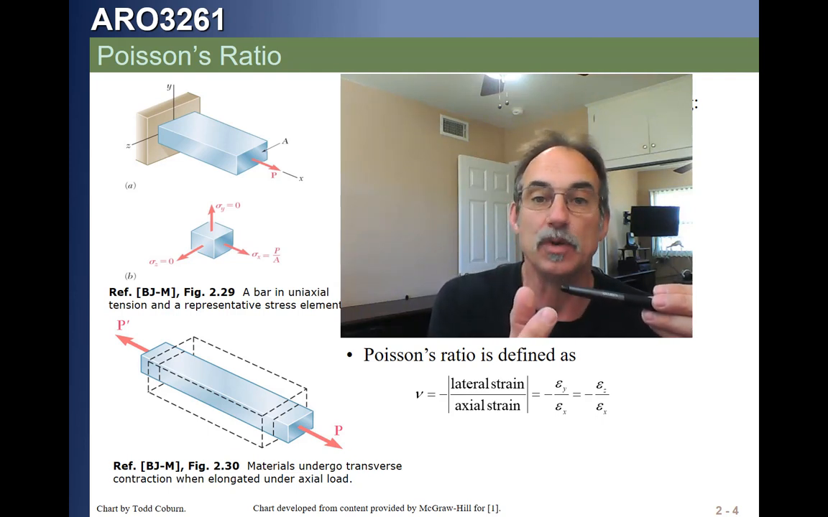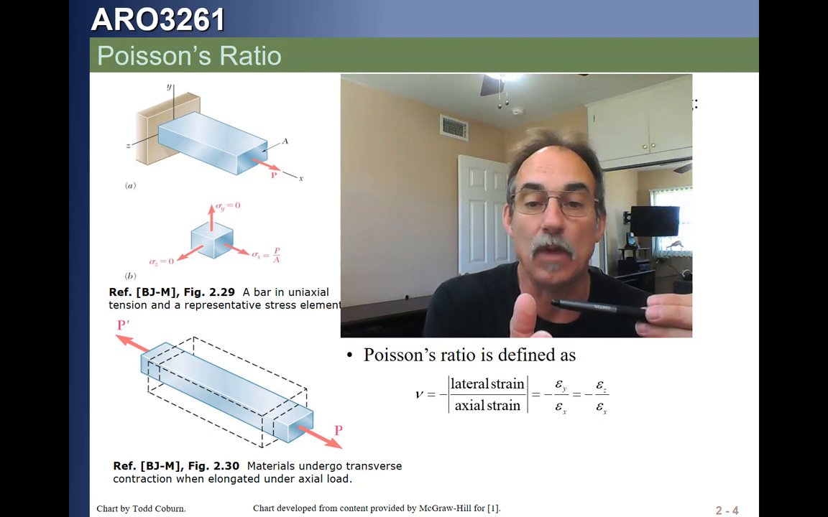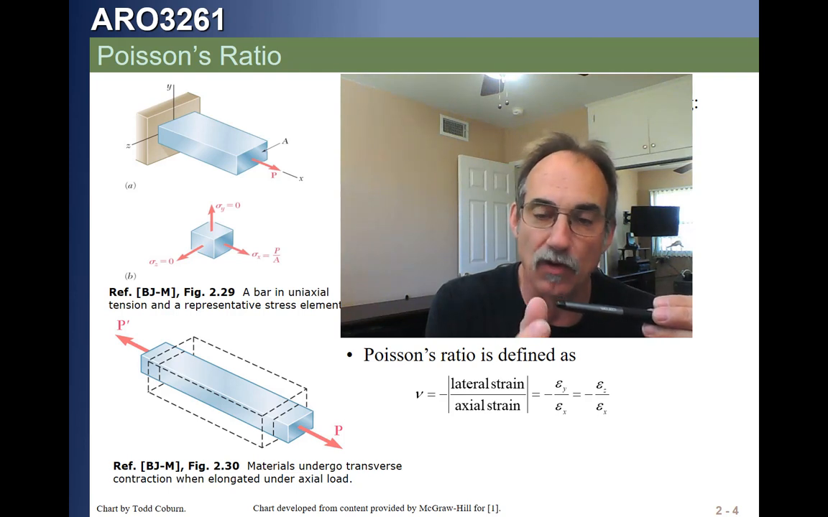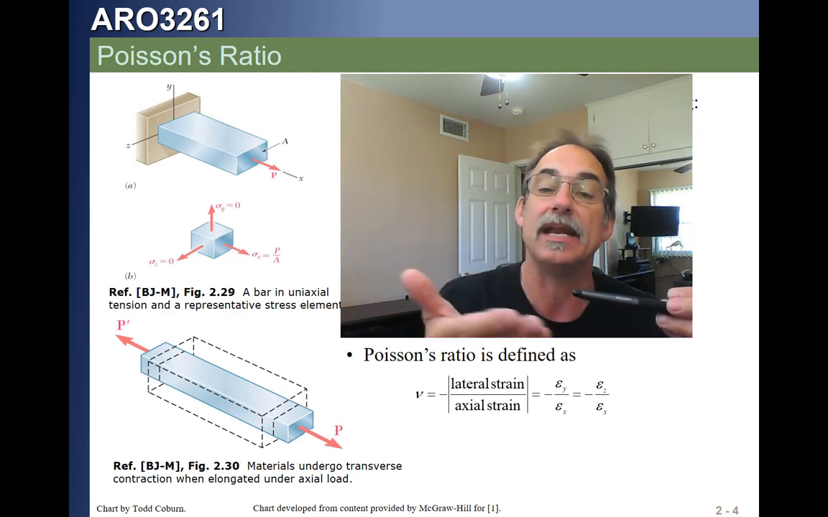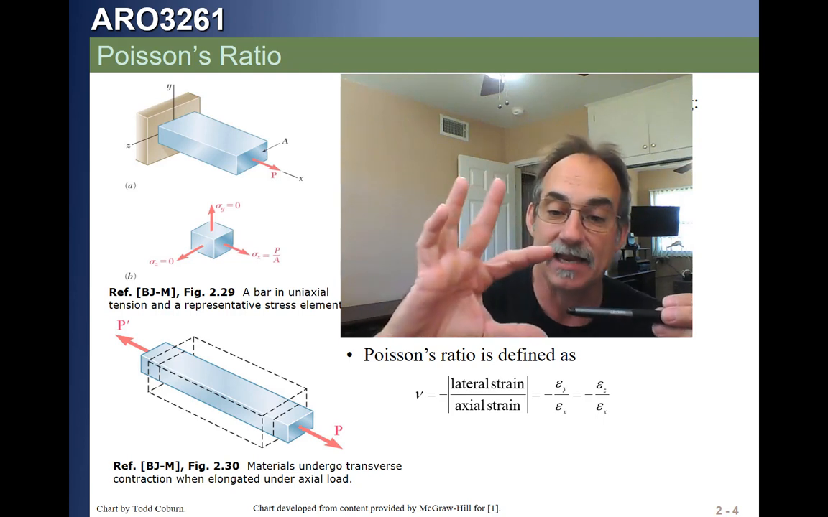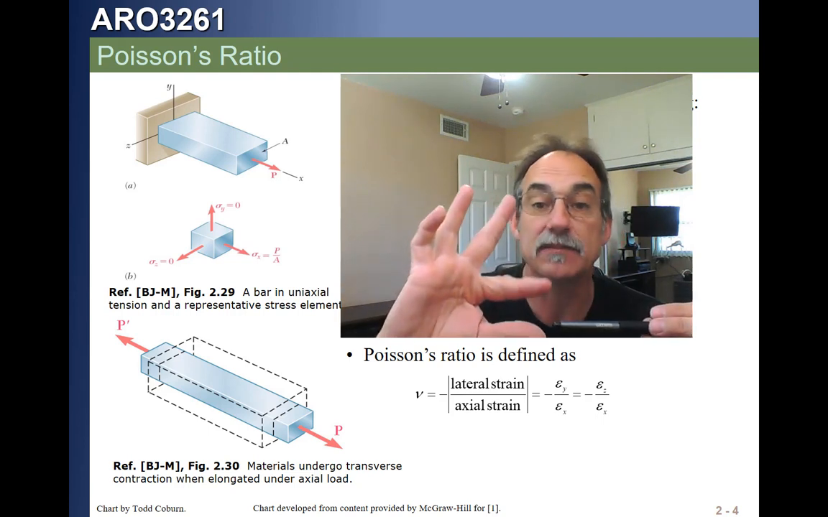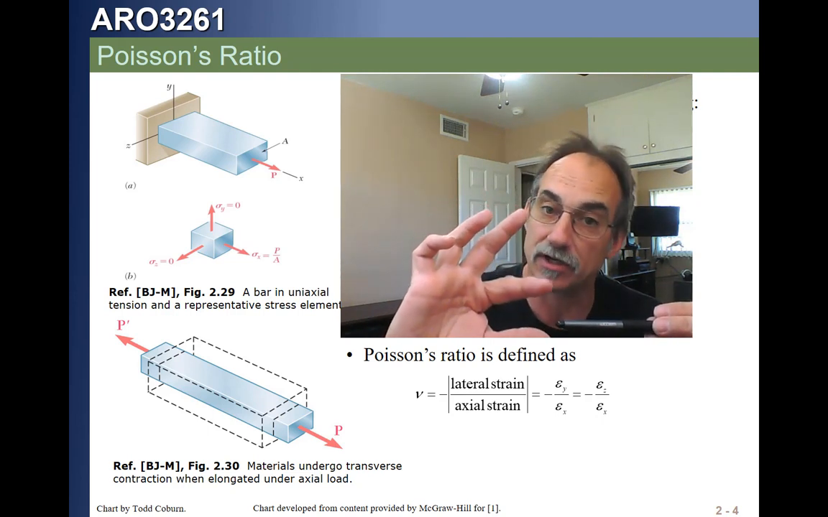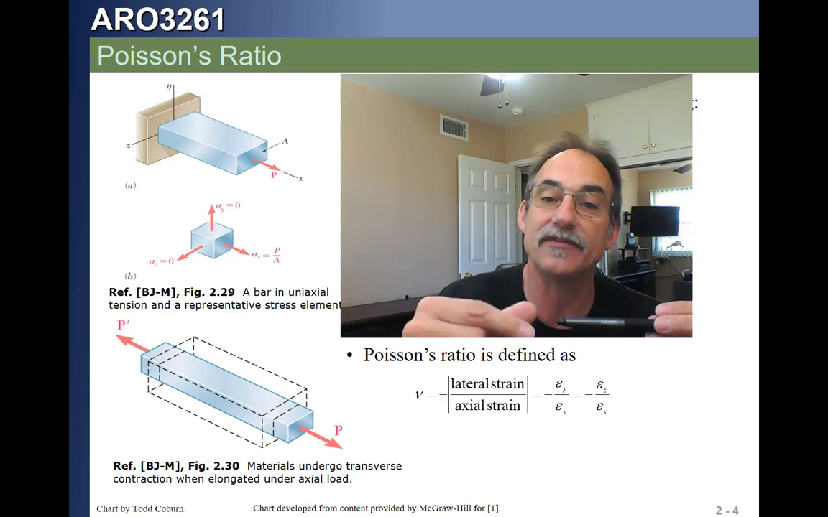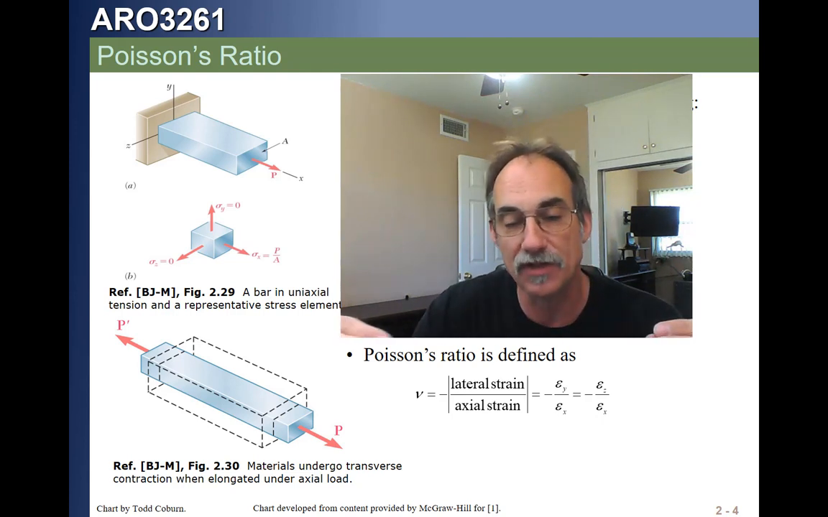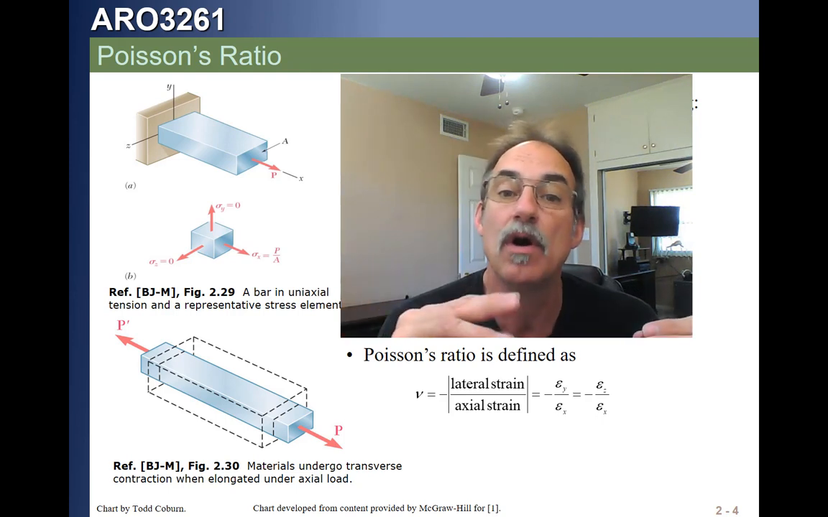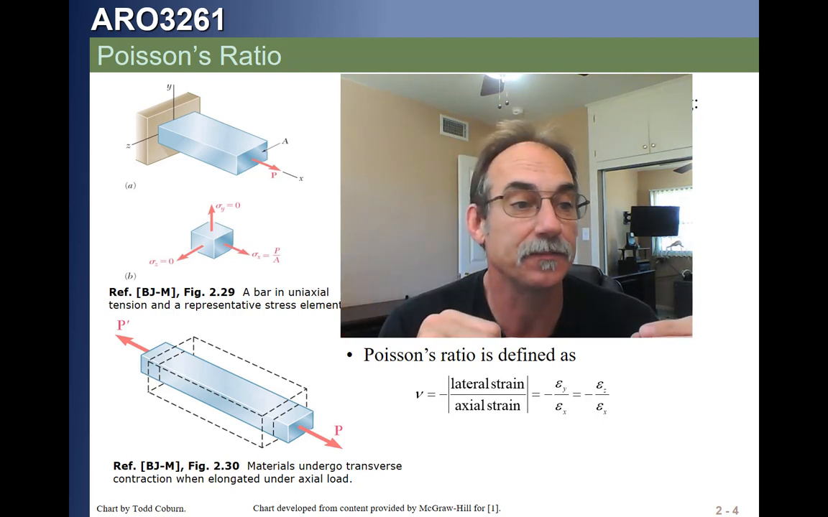So if this dimension was B and it now gets a little narrower to B prime, then the change in width over the original width is the strain in that direction. And if we pull on it, it's also getting smaller in the other direction. So the change in this dimension over its original dimension is the strain there. So if we pull in this direction, we get a positive strain here, and these other two strains are going to be negative, even though there's no force applied in those directions.